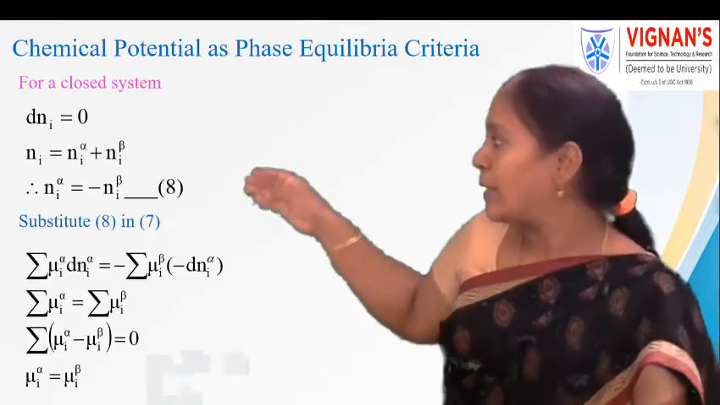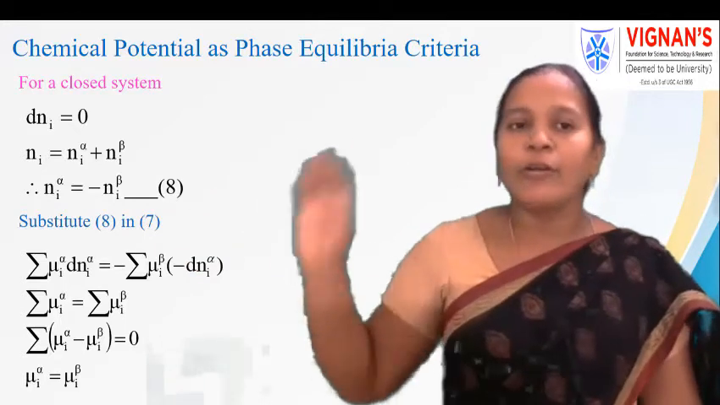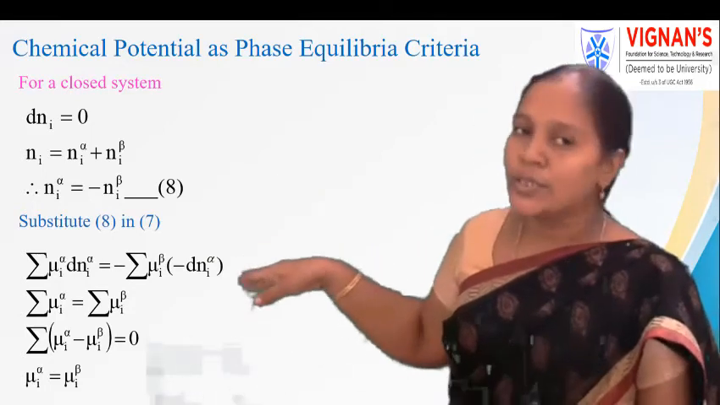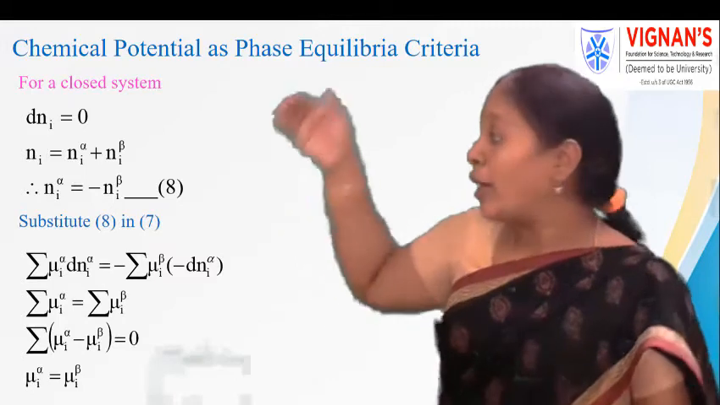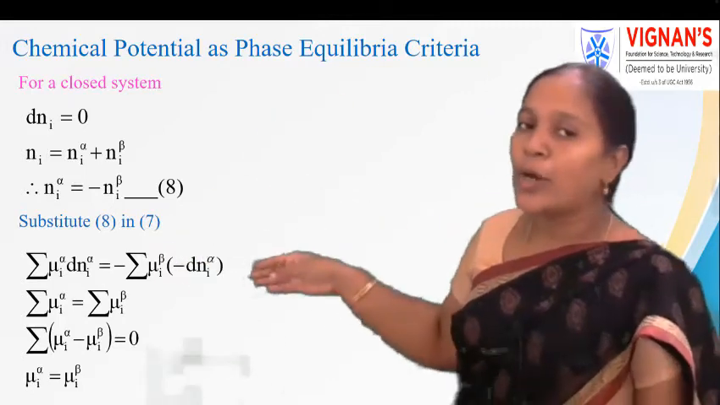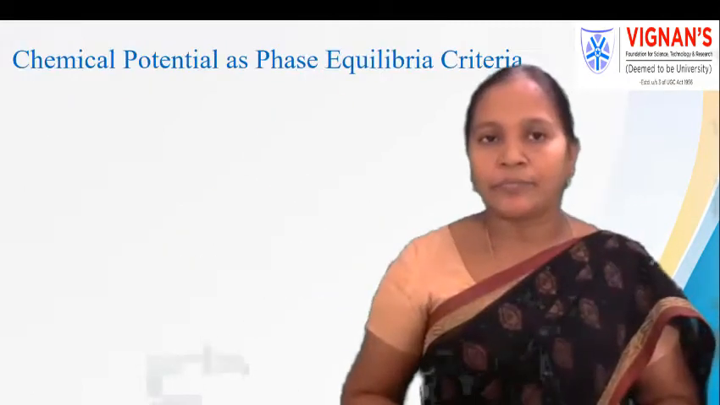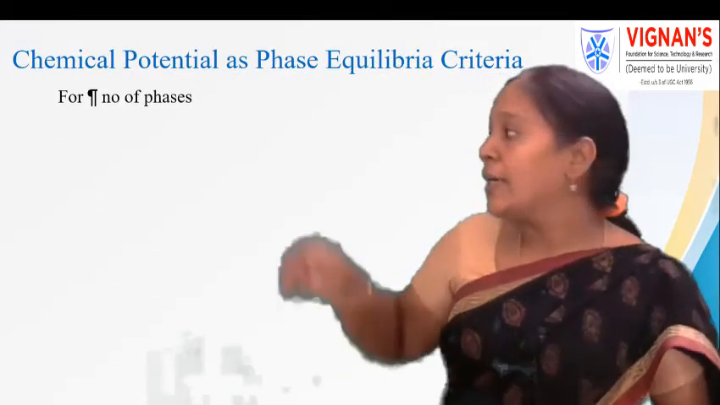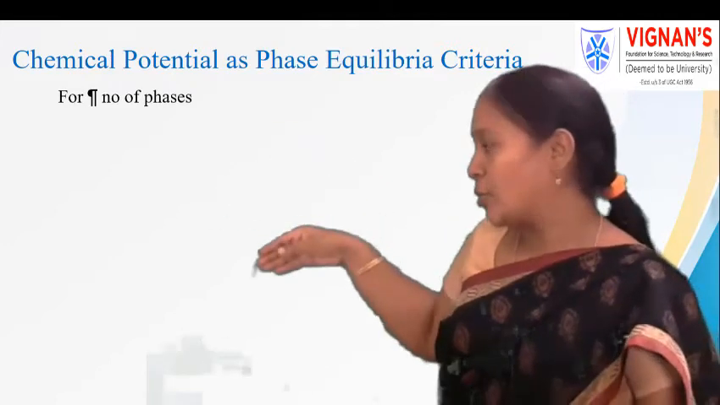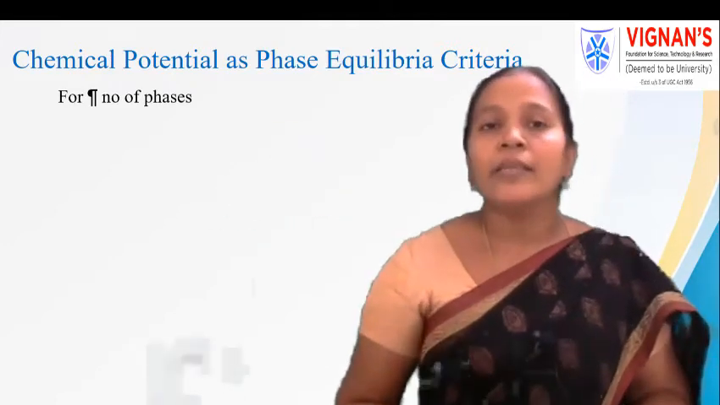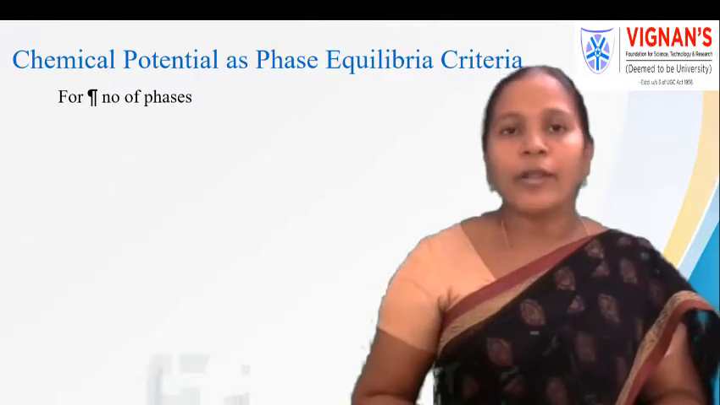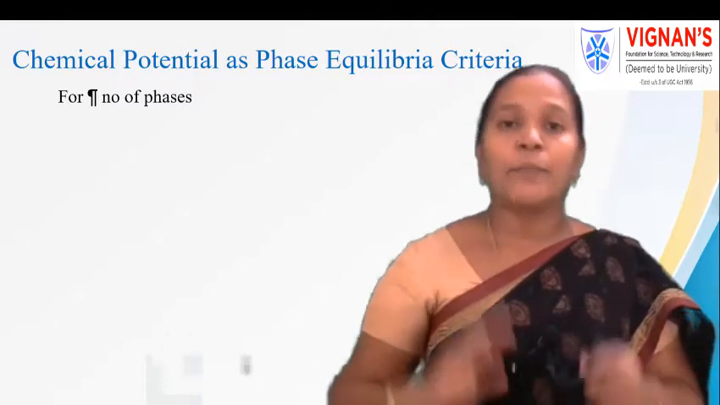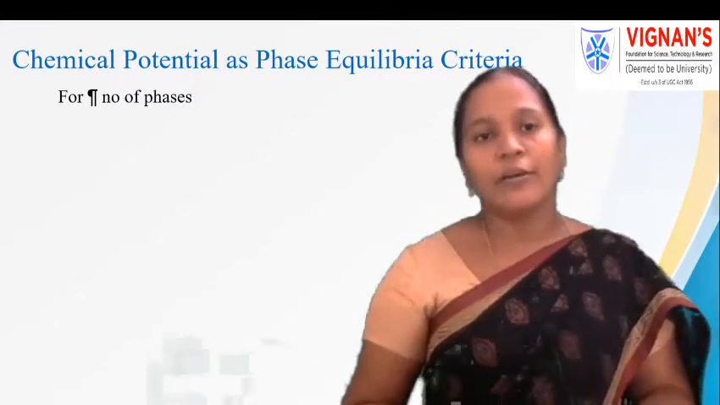Taking the mu i beta term to this side, therefore sigma of mu i power alpha minus mu i power beta is equal to 0. Finally, mu i power alpha is equal to mu i power beta, which means the chemical potential in alpha phase is equal to the chemical potential in beta phase.